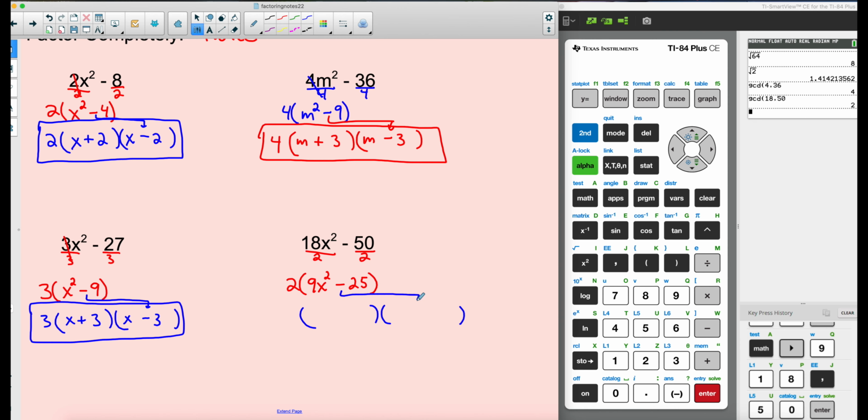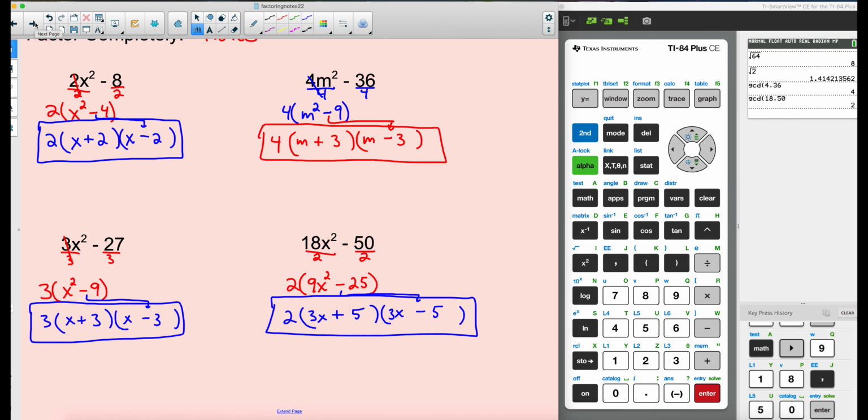Minus sign always to the right, first sign's a plus. Now, it's not just x squared, guys. Remember, it's 9x squared. We have seen this before. The square root of 9x squared is 3x. And the square root of 25 is 5. And your greatest common factor of 2 comes down in front always. So there you go. 2 times 3x plus 5 times 3x minus 5. And that is factoring completely with the greatest common factor.